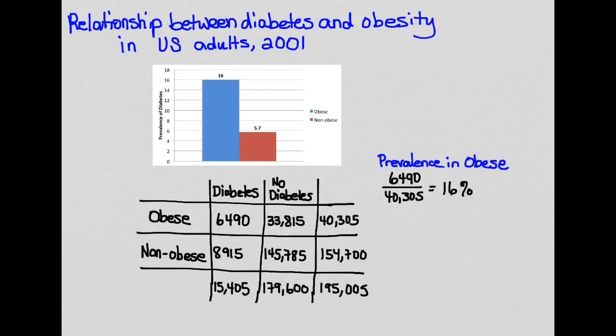So we can see that the prevalence of diabetes in the obese is just the number of obese people with diabetes over the total number of obese people, which is 16%. And then similarly, the prevalence in the non-obese is just the number of non-obese who have diabetes over the total number of non-obese, and that's 5.7. So cross-sectional studies can give you this type of information: the prevalence of the disease in the exposed group and the prevalence of the disease in the non-exposed group.